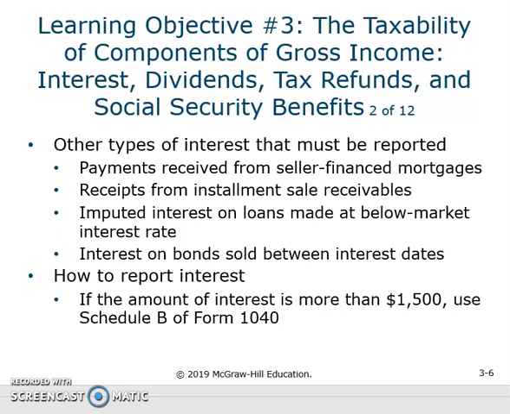There are other types of interest that must be reported if there is a seller financed mortgage. So if you own a house and you sold that house and you are holding the mortgage on that paper for the buyer, then payments that have been received from that, the interest that was earned on that mortgage must be reported. Installment sales should be reported for the interest income, and any imputed interest on loans that were made at below market interest rates. We're going to talk about that later in the chapter. And also interest on bonds that were sold between interest dates.